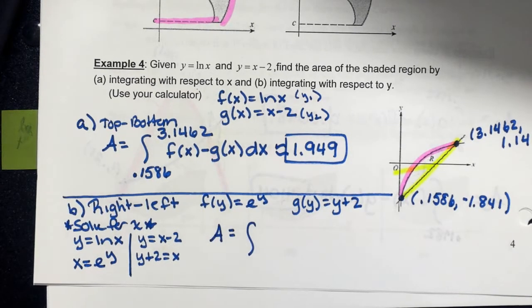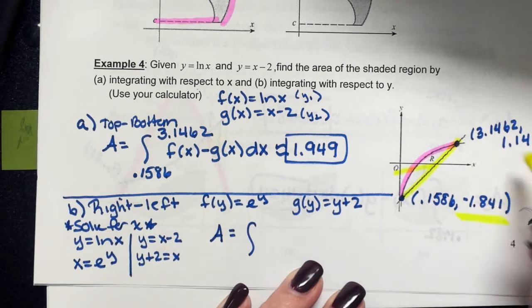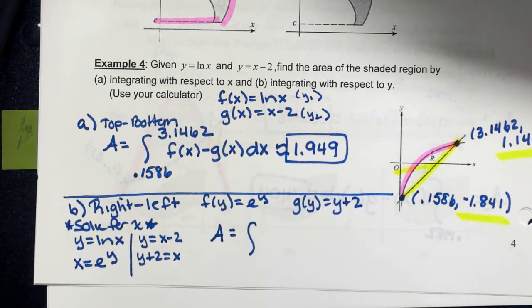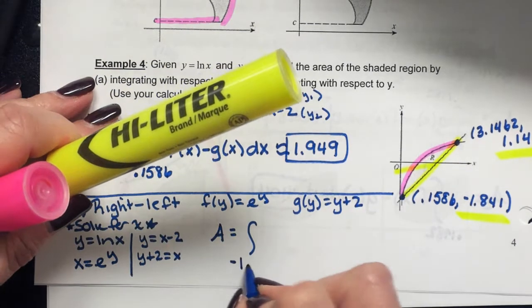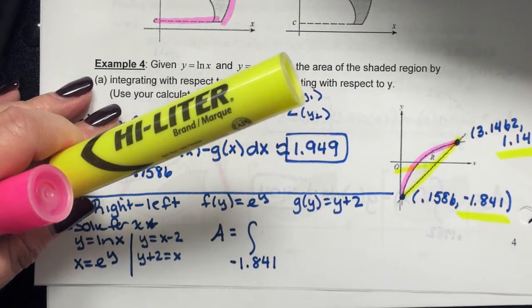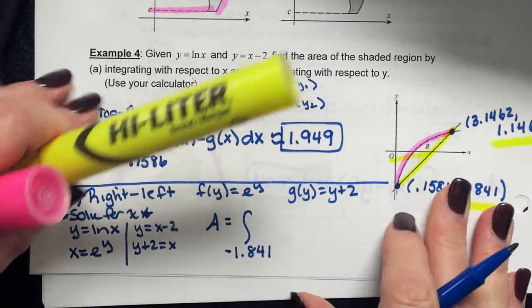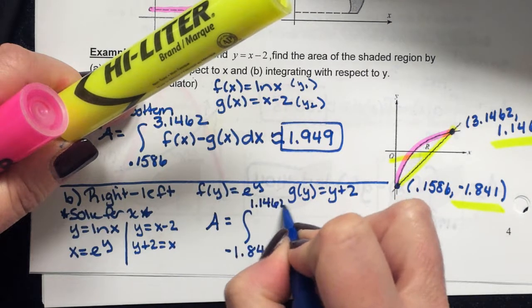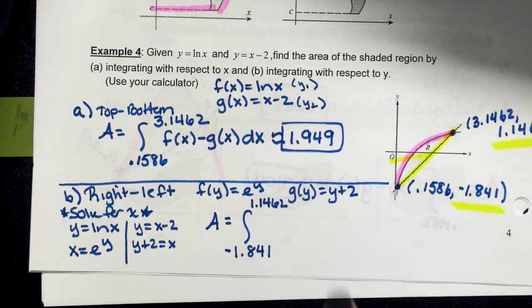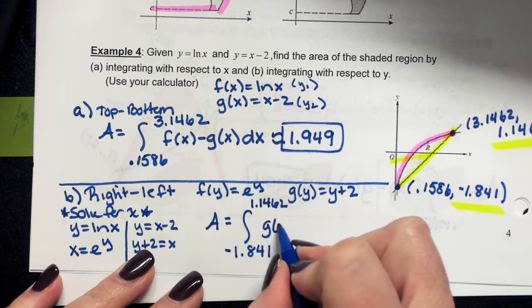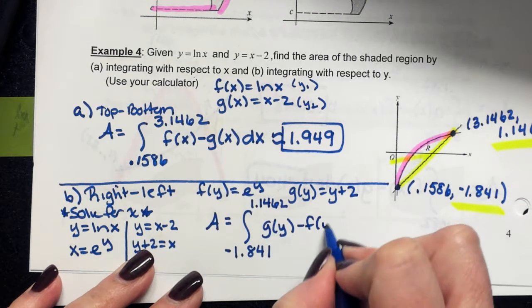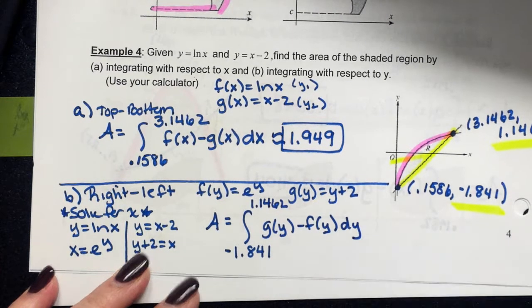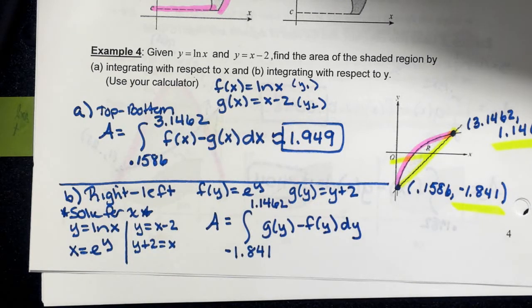Now remember, your bounds now have to be the y coordinates. They are in terms of y. So the lower bound is going to be negative 1.841. The upper bound is going to be 1.1462. And again, it's going to be my g of y minus f of y dy. So any questions on how I've set up the integral?